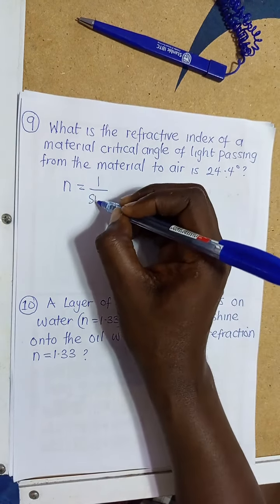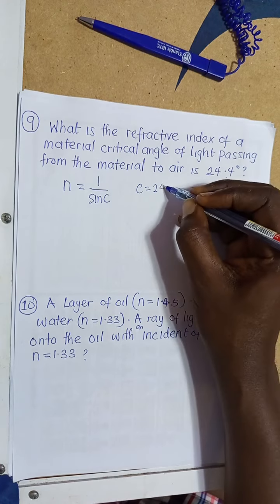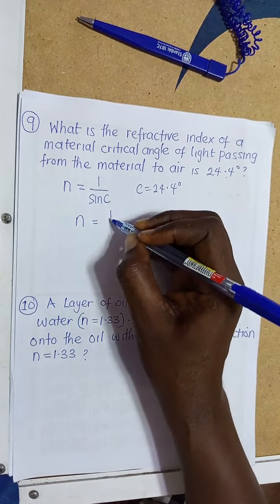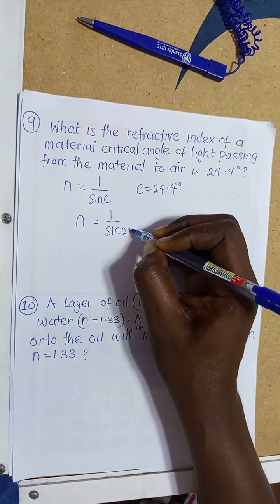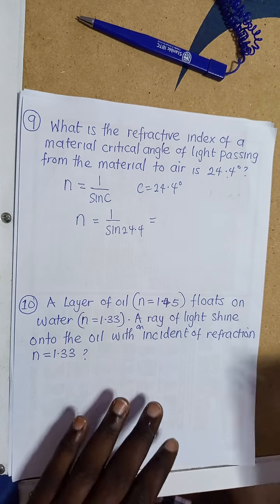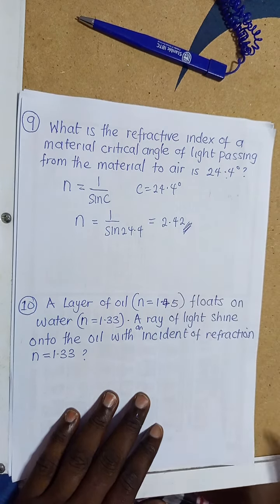So this critical angle is what? 24.4. So we put it there. To find the refractive index, that will be 1 over sine 24.4, and that will give us our answer. 1 divided by sine 24.4. So that will give us 2.42. 2.42 as our answer, no unit.